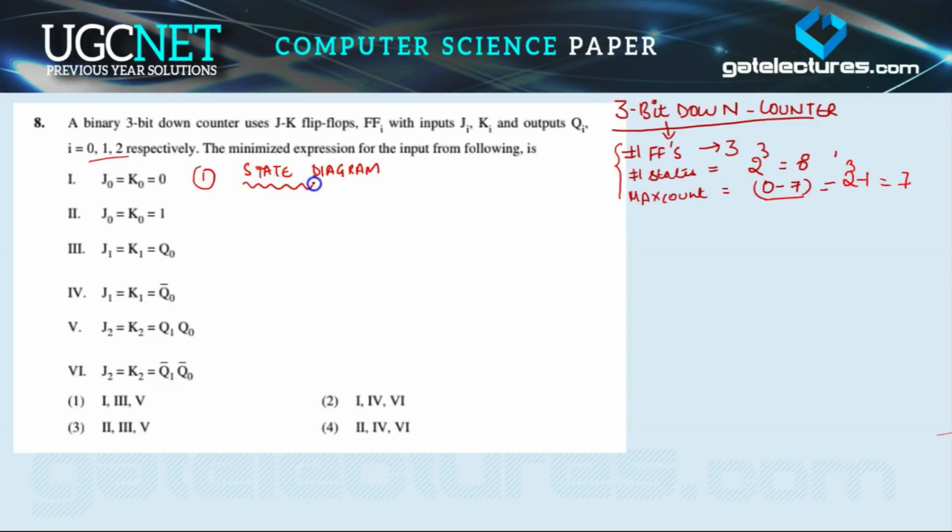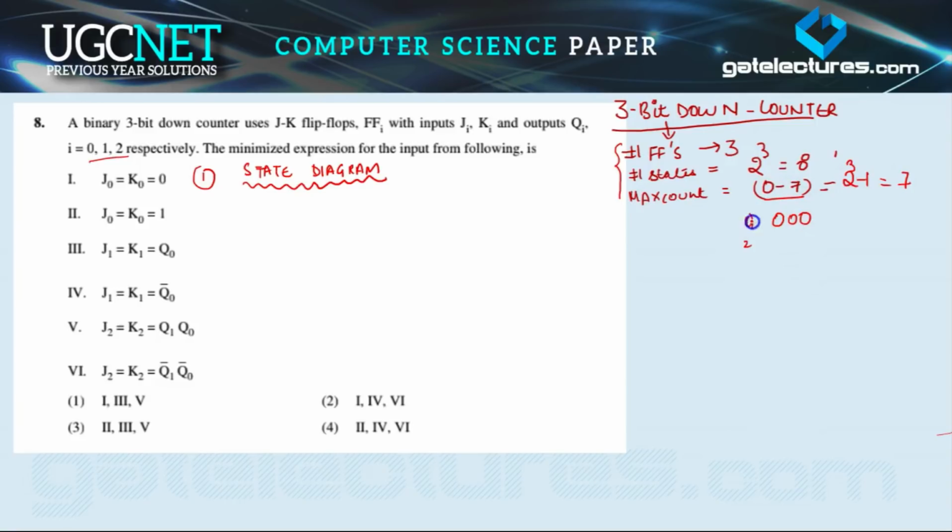So the first step is the state diagram. It means that it is a down counter. So the maximum count is like this. Start from here. You know that this is 0, 0, 0. Maximum count is 0 to 7. So just write it down.